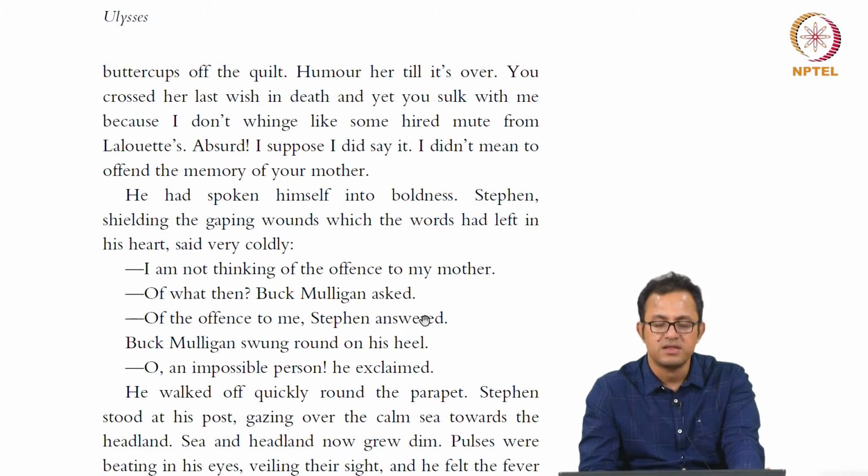I didn't mean to offend the memory of your mother. He had spoken himself into boldness. Stephen, shielding the gaping wounds which the words had left in his heart, said very coolly, I'm not thinking about the offense to my mother. Oh, for what then? Buck Mulligan asked. Of the offense to me, Stephen answered. Buck Mulligan swung round on his heel. Oh, an impossible person, he exclaimed. He walked up quickly around the parapet.